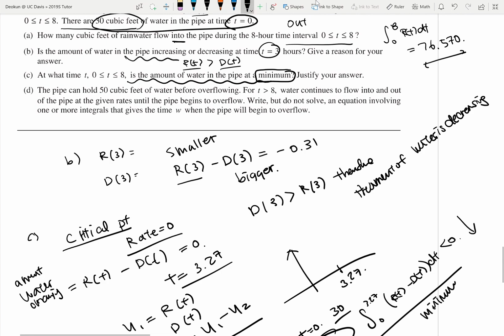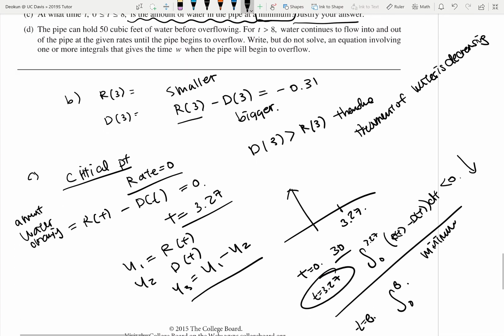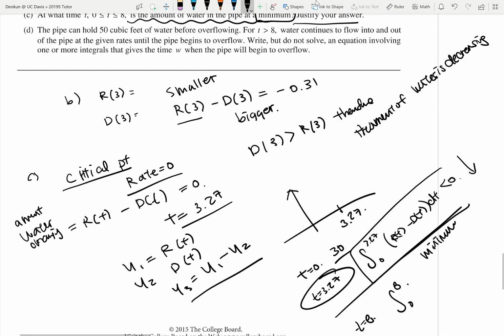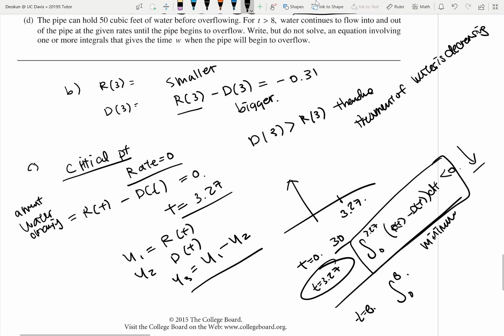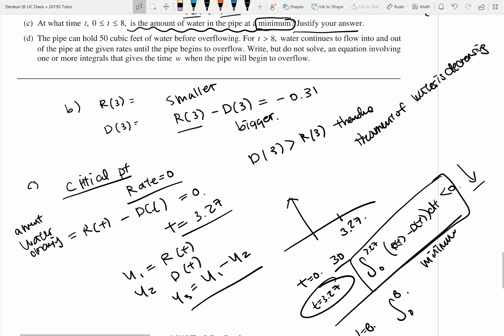And it says justify your answer. You will justify it by showing this is less than 0, so your water level is going down. And you'll also write that at a critical point, you will possibly get a relative minimum.